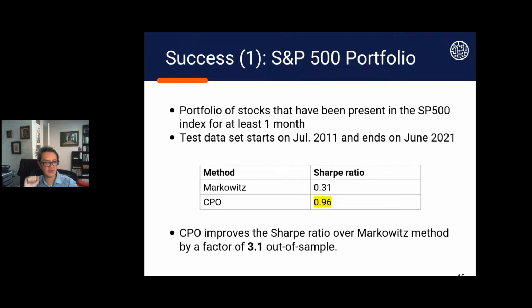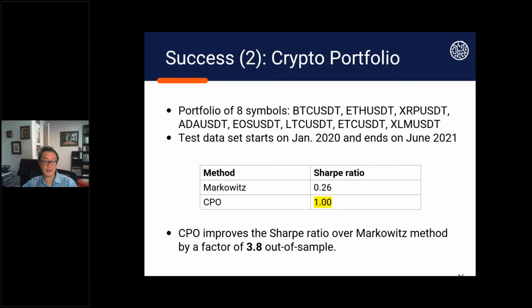We apply it to many different portfolios. We apply it to an S&P 500 portfolio, and comparing with Markowitz mean variance optimization, the Sharpe ratio improved by 3 times if you use CPO. You apply it to a crypto portfolio. It's not just the stock portfolio. You can apply it to crypto. You can apply it to many things. For a crypto portfolio, it improved the Sharpe ratio 3.8 times out of sample.